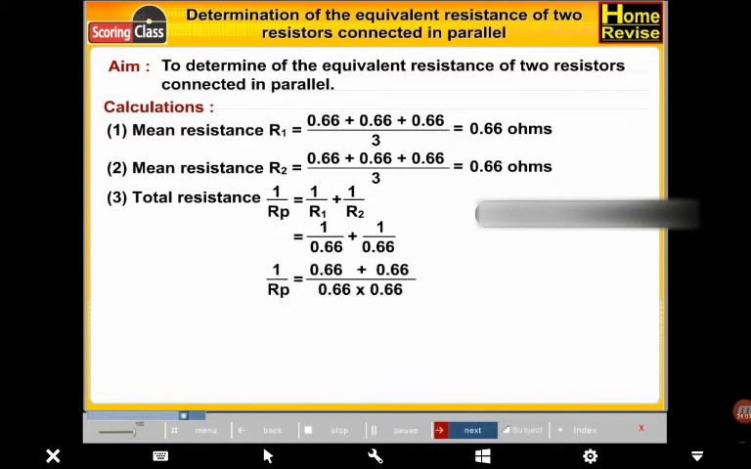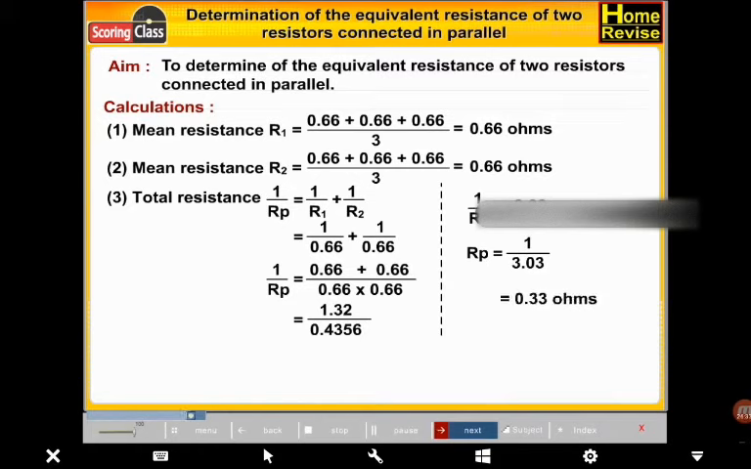So 1 upon Rp is equal to 0.66 plus 0.66 upon 0.66 into 0.66. It is equal to 1.32 upon 0.4356. 1 upon Rp is equal to 3.03. So Rp is equal to 1 upon 3.03, that is 0.33 ohms.